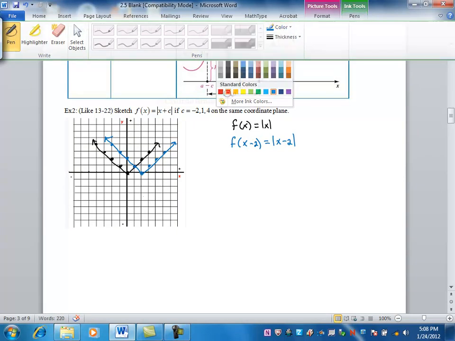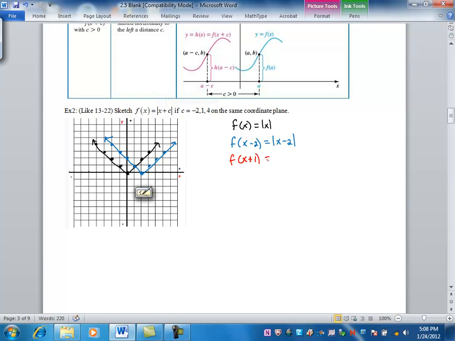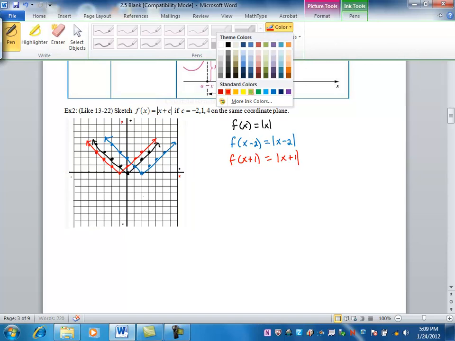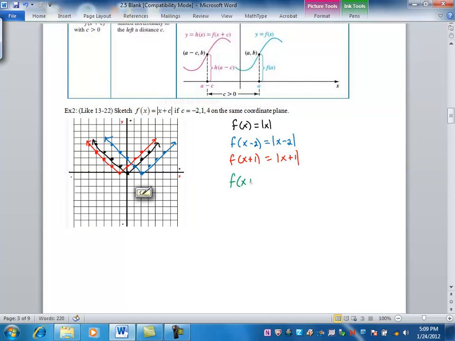Then we'll grab our red, f of x plus 1. This is the absolute value of x plus 1. You'll remember that this shifts everything 1 unit to the left of where we were a moment ago. Left 1. And then finally, in green, we're going to look at f of x plus 4, which is the absolute value of x plus 4. This is going to take my black graph and shift it to the left 1, 2, 3, 4 units. And so we can see here what's going to happen with the green graph. Everything gets shifted to the left 4 units.